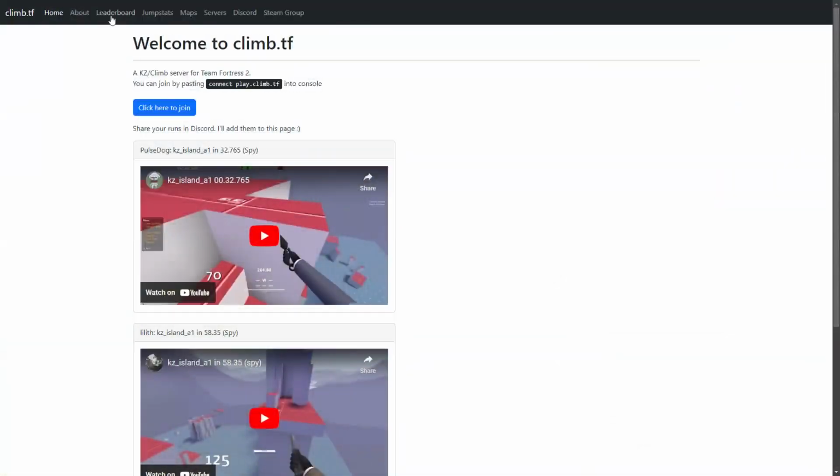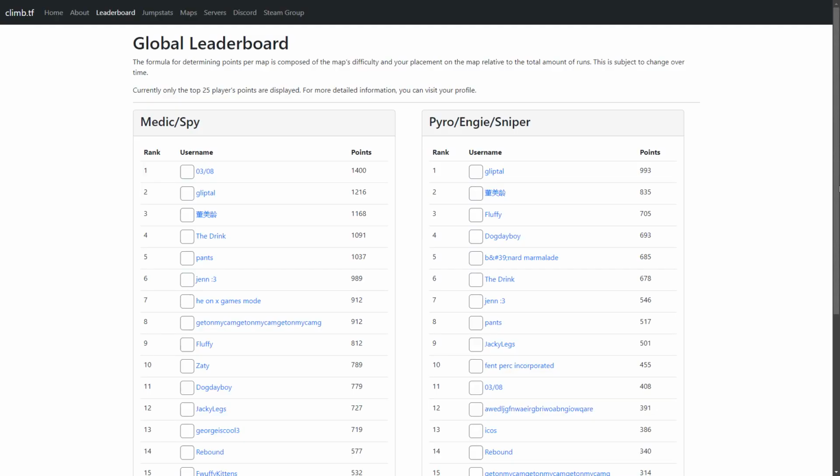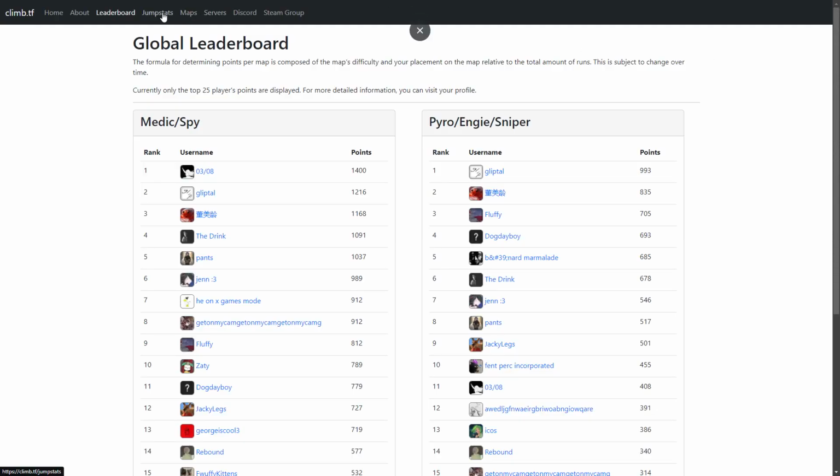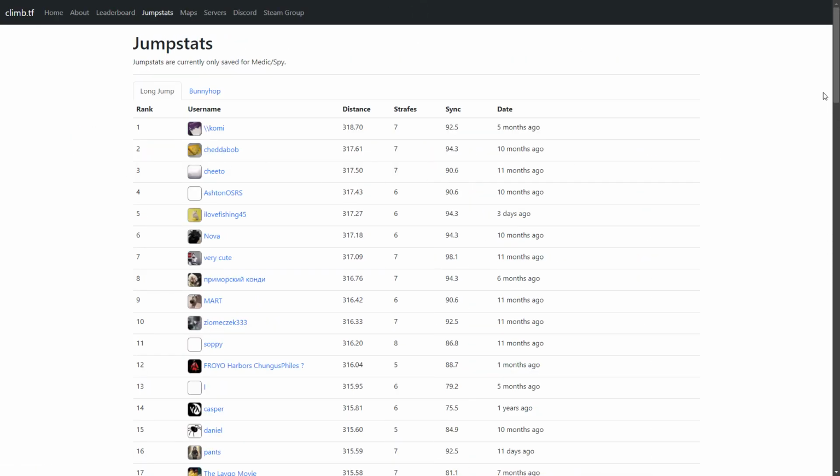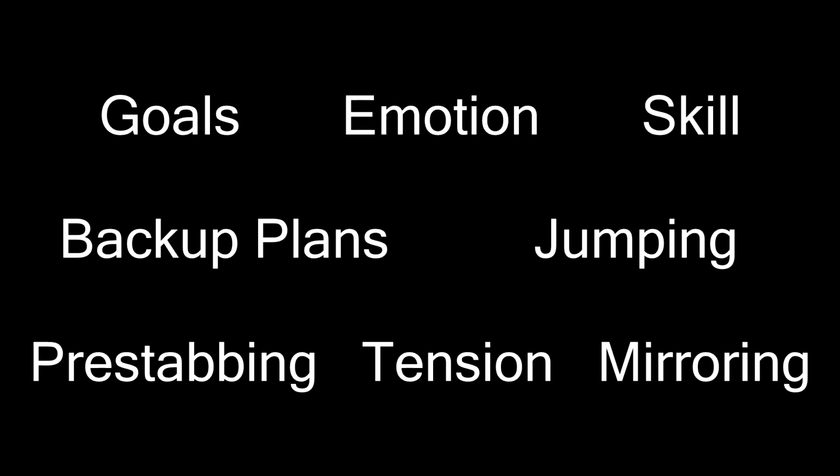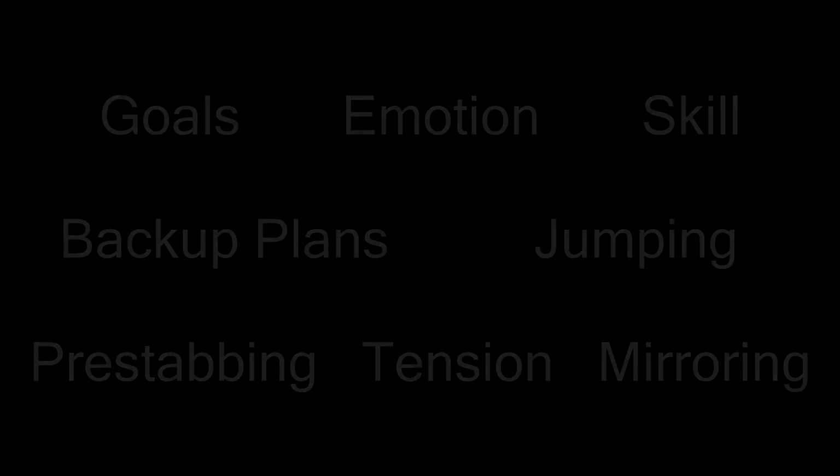If you want to improve your map navigation and movement, I recommend practicing on climb.tf. There is a leaderboard for map times and you can practice long jumping with in-game stats. Now I'll be covering things that supplement tracking, rhythm and movement patterns.